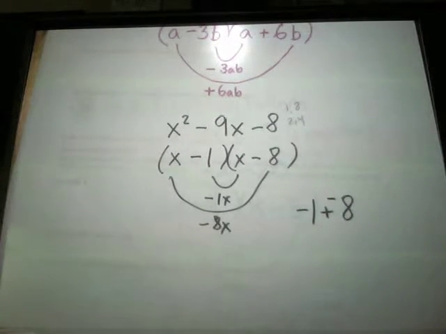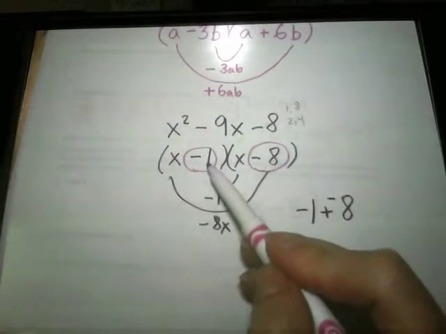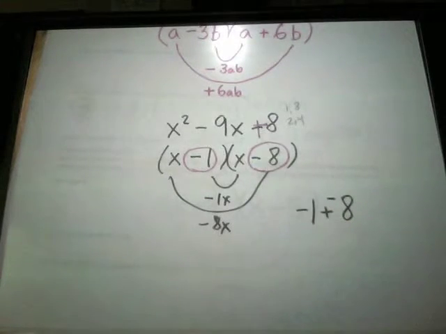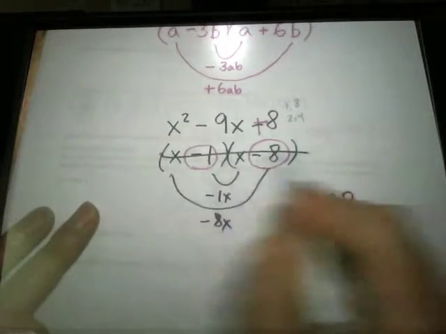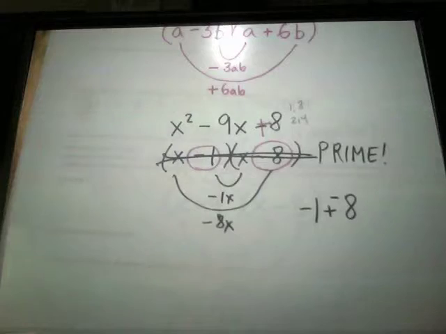Kate? When you do last, and you always have to check this, last, negative times negative makes a positive. But I had a negative 8, but that makes a positive 8. It doesn't work. Does not work. Prime. So just be careful.